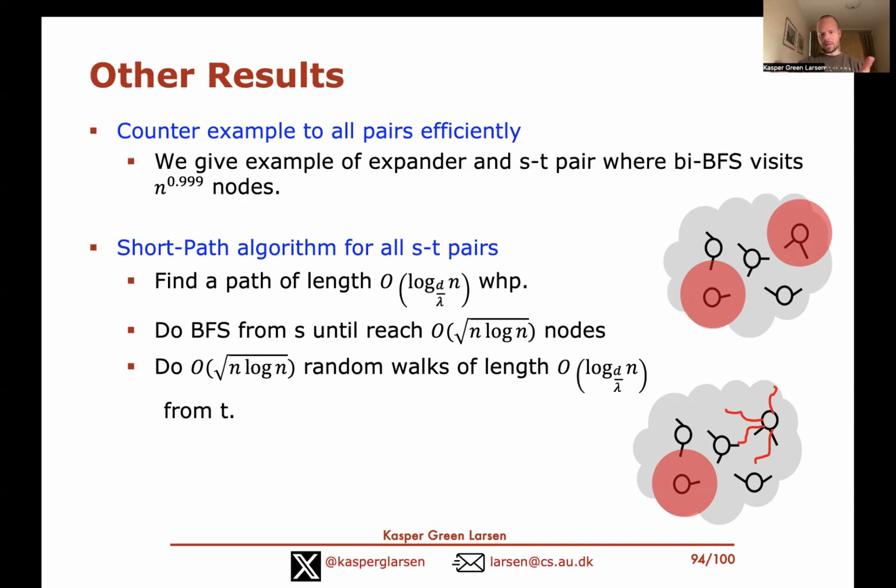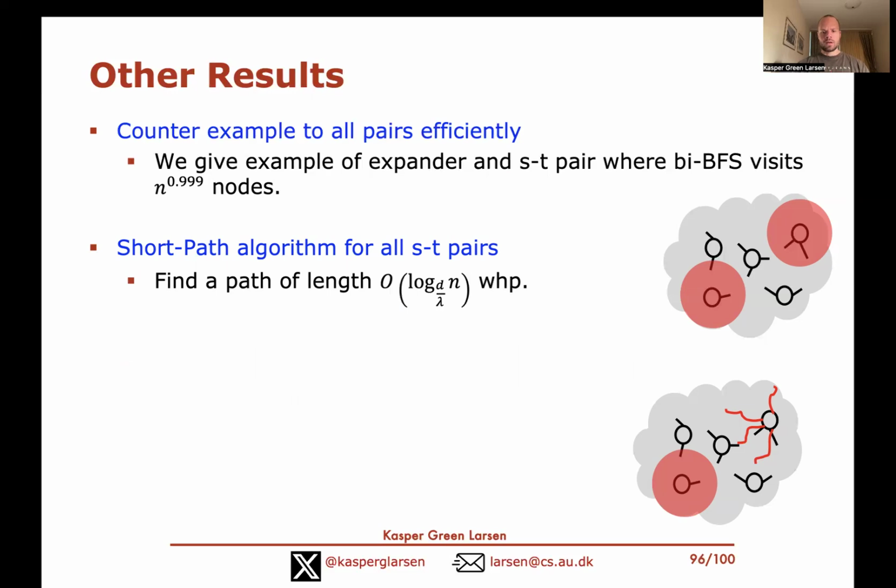Because random walks in expander graphs are nearly uniform random, the vertices that you visit are almost uniform random, so there's a big chance that one of these paths will hit the BFS ball that you grew from the source, and you'll have found a short path. Right, so that's the idea here. So with high probability, these will intersect, and also the breadth first search ball that you're growing around S is also small in diameter. Okay.